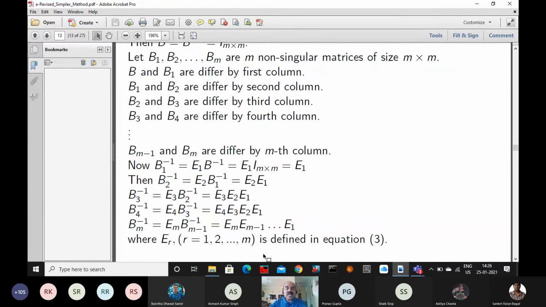So if there are M number of columns, if you are changing to compute the inverse, we'll write in this manner: EM, then Em-1 and so on, say up to E1. What is E1? It is the identity matrix where only the first column is different. E2 is also an identity matrix where the second column is different, and so on. If you multiply these, you will compute the inverse. Now, the question is how this multiplication will be efficient.